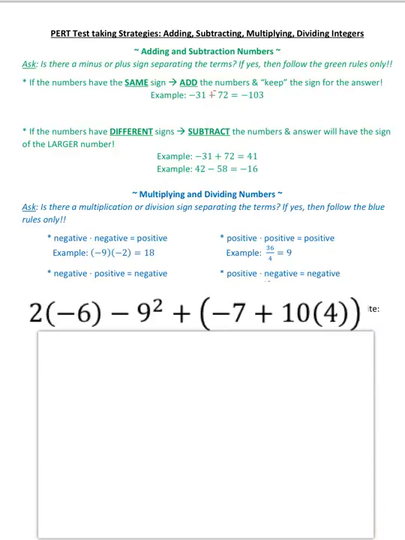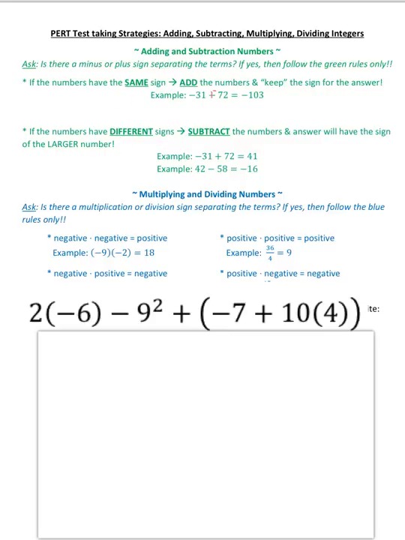Let's look at the second rule. If the numbers have different signs, which means one is positive and one is negative, then you're going to subtract the numbers, and the answer will have the sign of the larger number. This is the only time you use the rule of the larger number. And try to remember, even though you see that plus sign, that only means you follow the green rules. Once you see the plus sign, you ask yourself, do I have the same sign or a different sign?